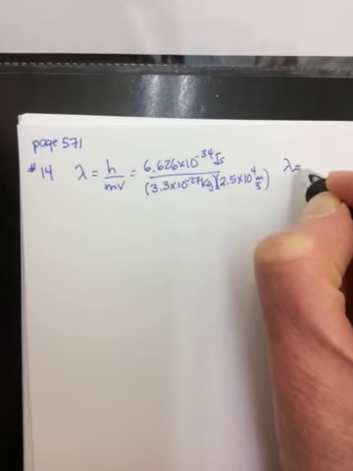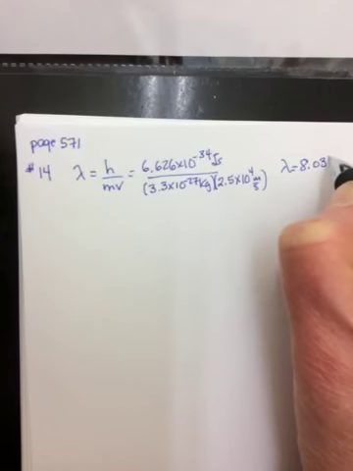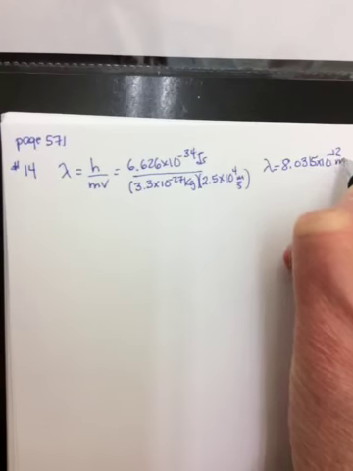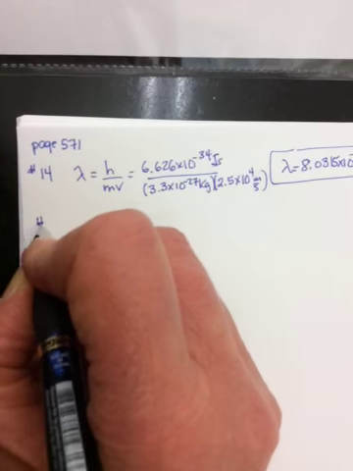When you type this carefully into your calculator, you should get 8.0315 times 10 to the negative 12 meters. Okay, number 15.